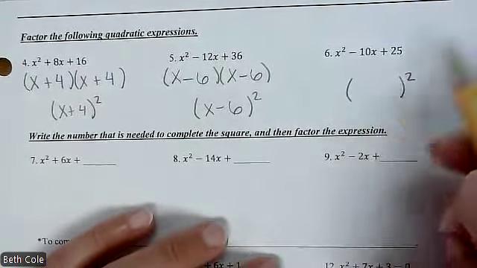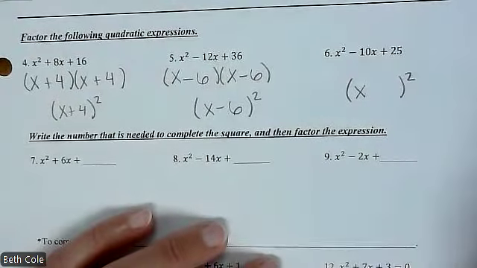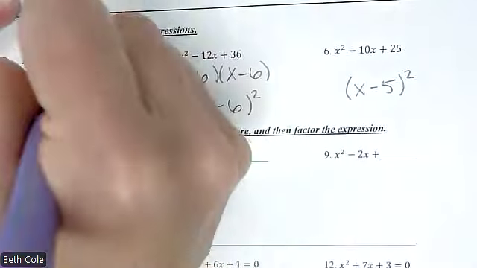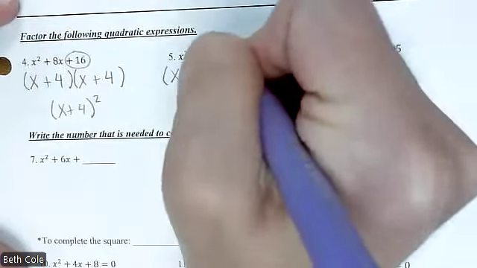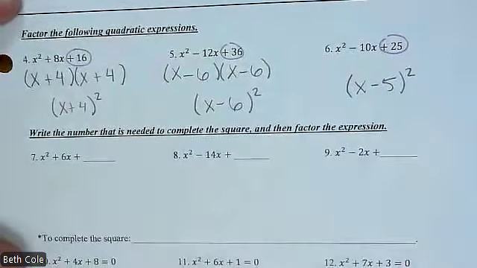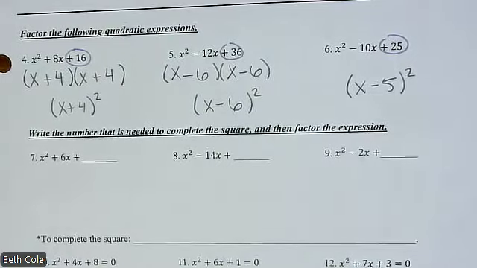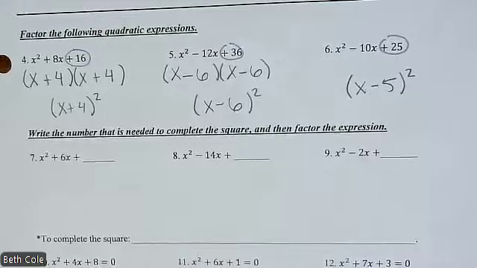Were you able to jump to the answer for this one? It would be x minus 5. Now, what I want you to notice is you have a 16, a 36, and a 25. What do you notice about all those numbers? They're perfect squares. And do you see how they're all positive? That's because when you square a number, it is always positive.